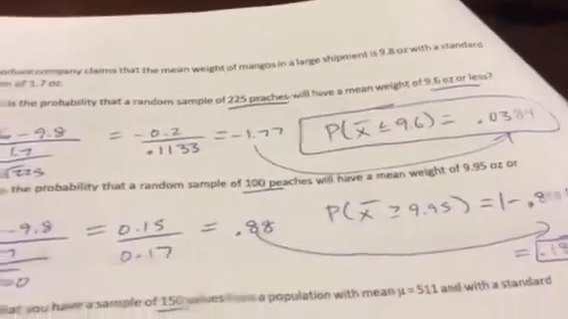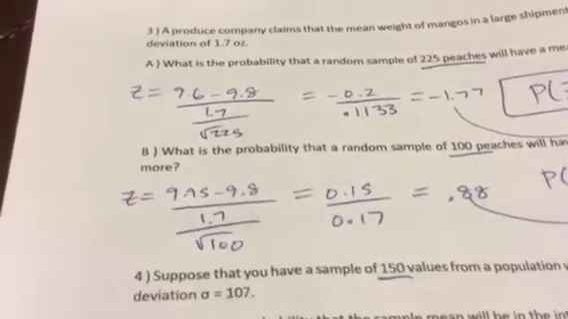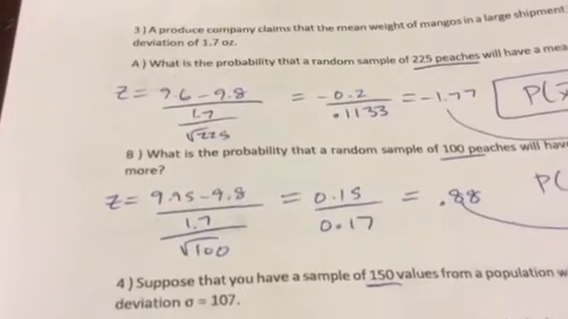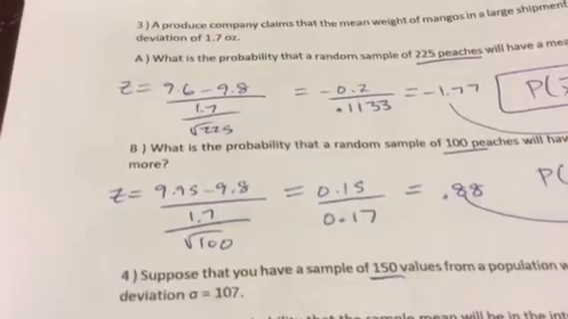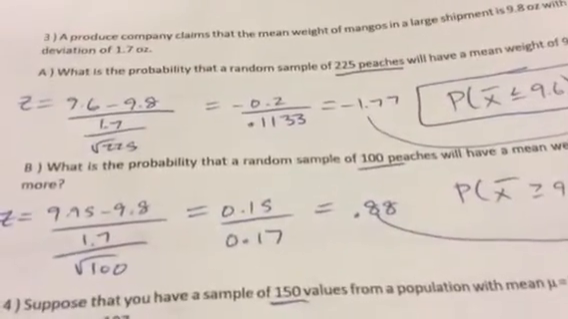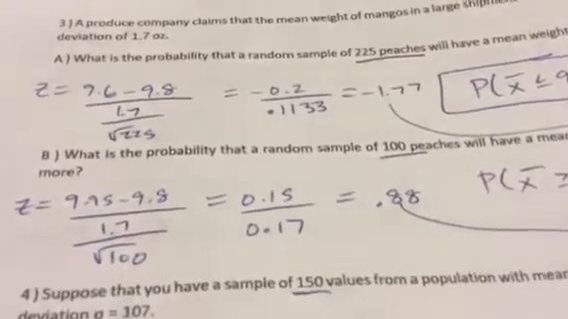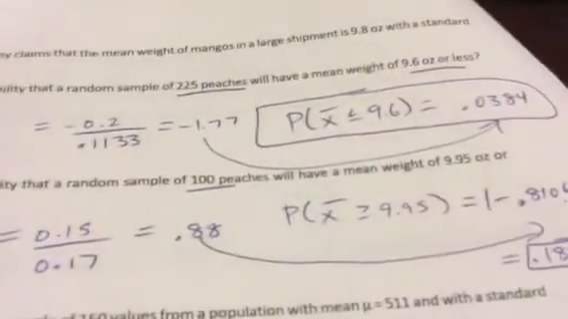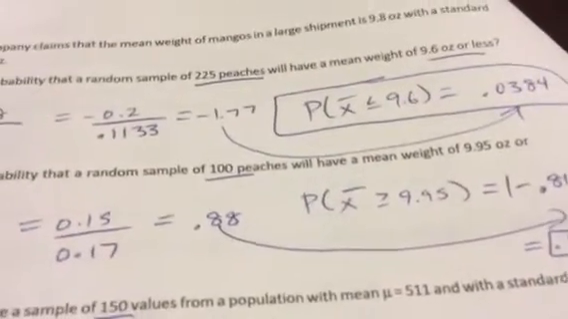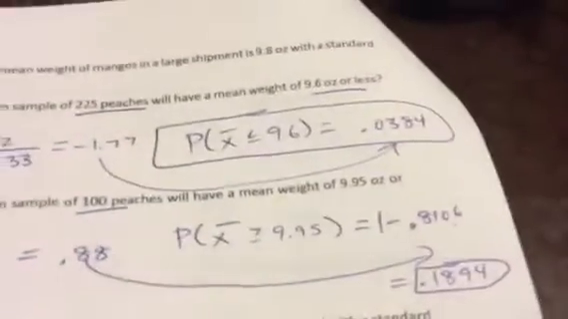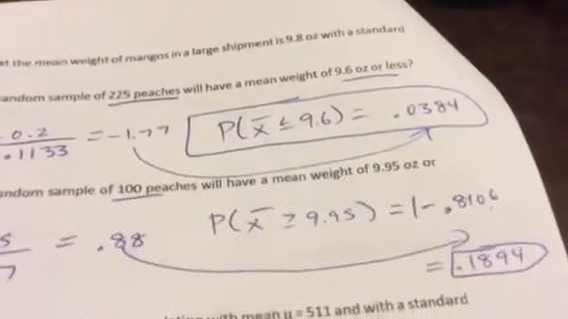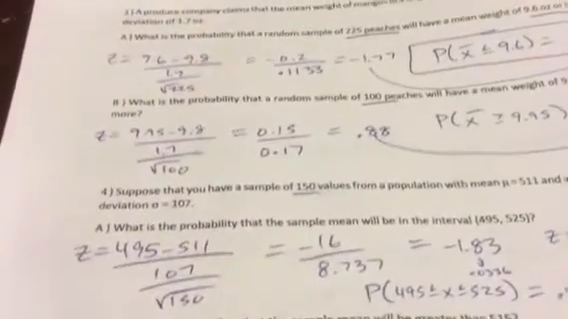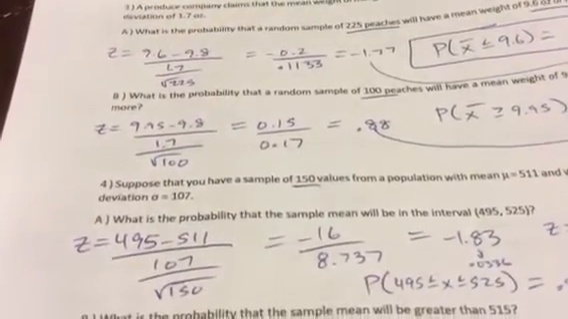Same thing here, folks. Produce company, mean weight of mangoes 9.8, standard deviation 1.7. I want to have an x bar of 9.6 or less. So 9.6 minus 9.8 divided by standard deviation over root 225. 113, repeating. Again, I would write all those out, folks, to get the best z-score possible. The most accurate z-score possible. I want to be less than that, so I do keep that area, that number I find in the z-table.